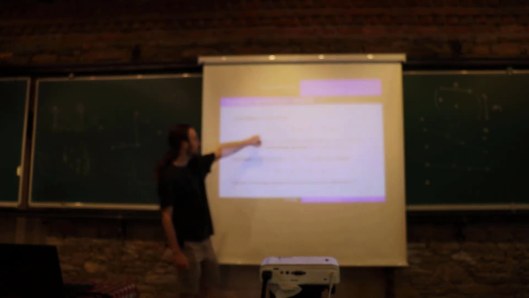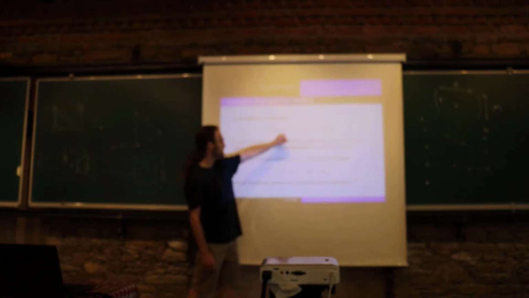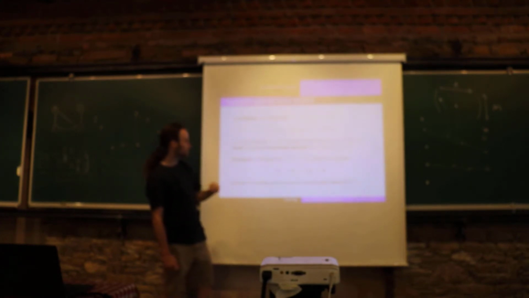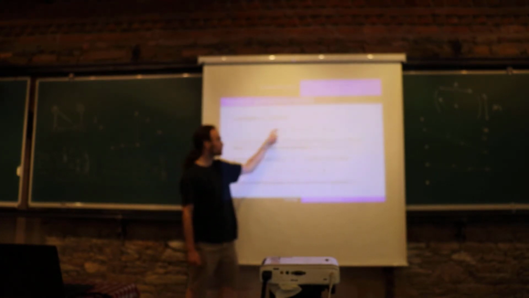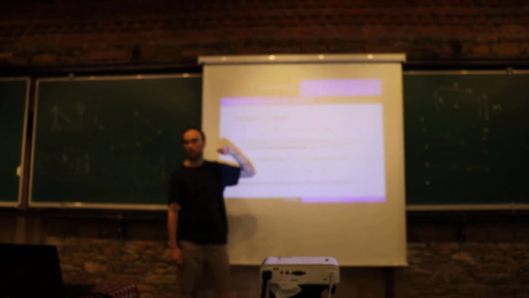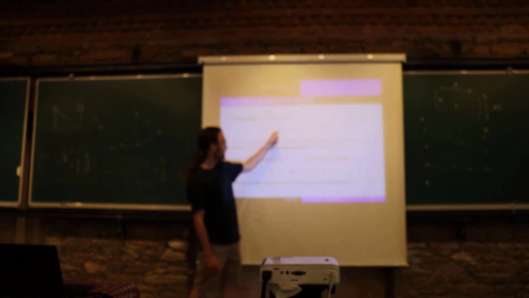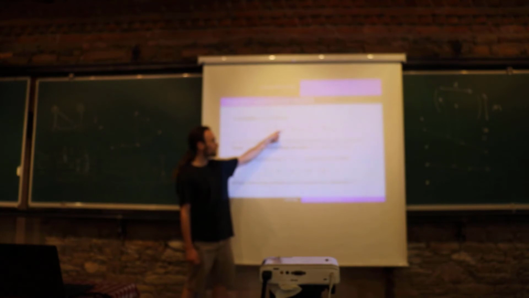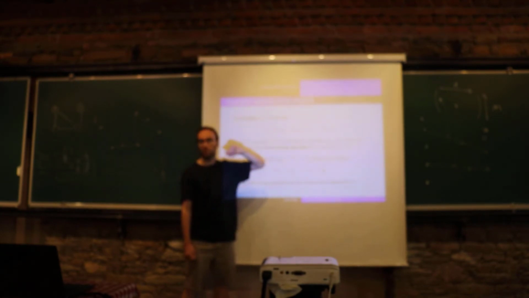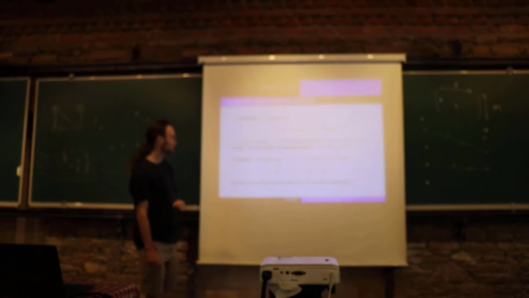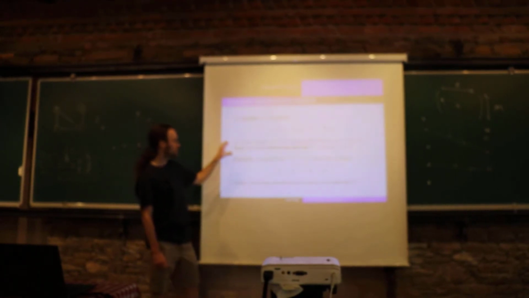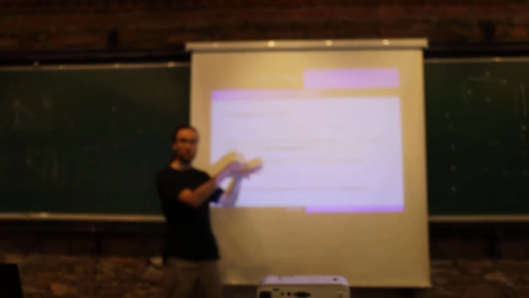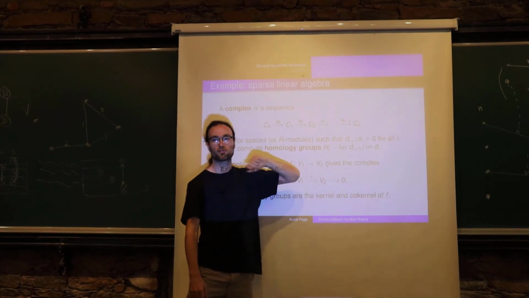A complex is a sequence of vector spaces, let's say, with maps between them from one to the next, satisfying the important property that if you apply two successive maps, you get the zero map. And that's the important property. In particular, that's the same as saying that the image of one map is contained in the kernel of the next map. The important objects in this context are the homology groups of this complex, meaning you have this image contained in the kernel and you take the quotient of the two.